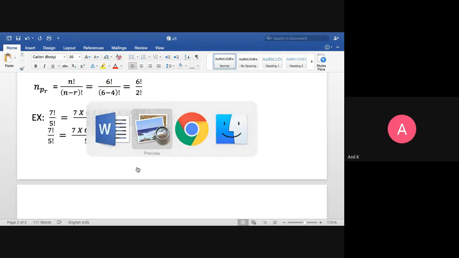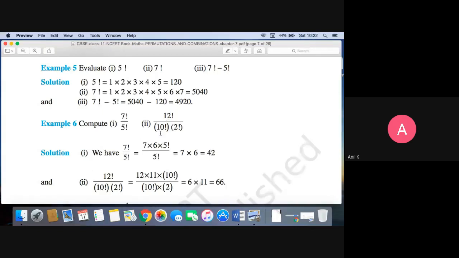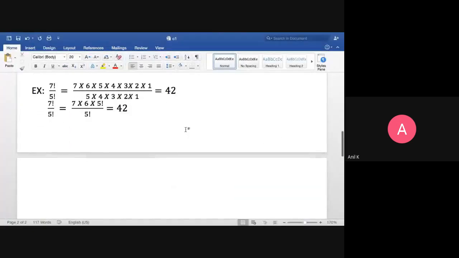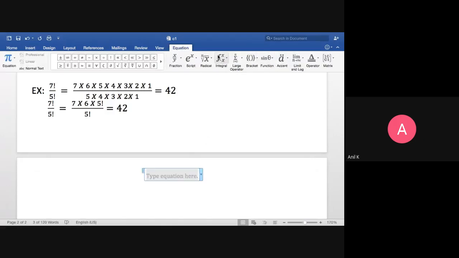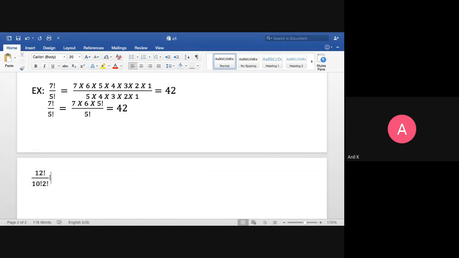Okay. So next example we have 12 factorial upon 10 factorial into 2 factorial. Again here, 10 factorial into 2 factorial: you cannot write 10 into 2 is 20, 20 factorial. That is not the correct way to solve it. So what is the question given? 12 factorial upon 10 factorial multiply with 2 factorial. That's what is given in the question.